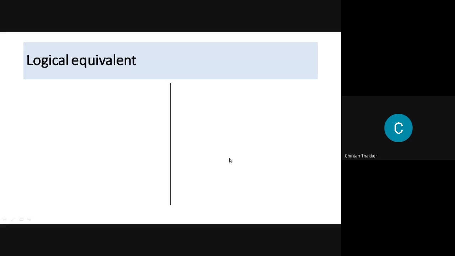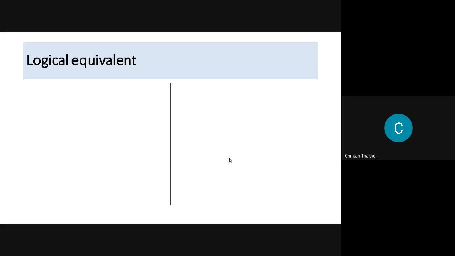So in the last lecture we discussed the five sentences: negation statement, conjunction statement, disjunction statement, conditional statement, biconditional statement. Okay. For the negation statement, if the statement is true, then the negation statement is false. If the statement is false, the negation statement is true.